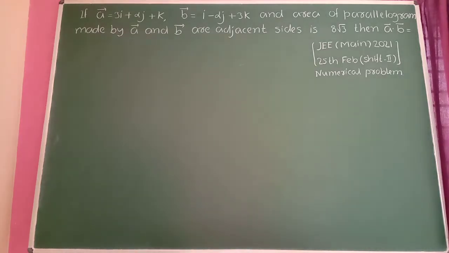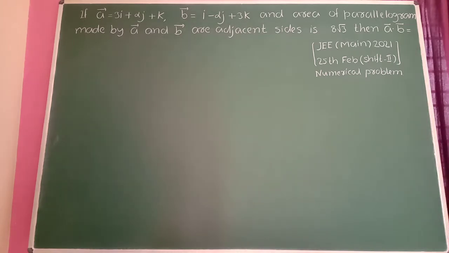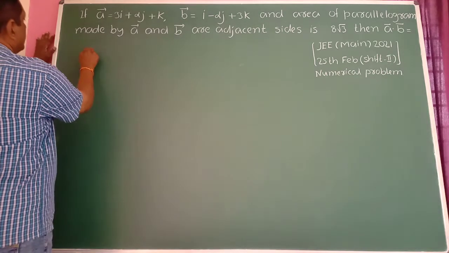So if the vector A bar is 3i plus alpha j plus k, and the vector B bar is alpha i minus alpha j plus 3k, and the area of the parallelogram made by A bar and B bar on adjacent sides is 8 root 3, then A bar dot B bar is equal to what? So here, first you find A bar cross B bar.